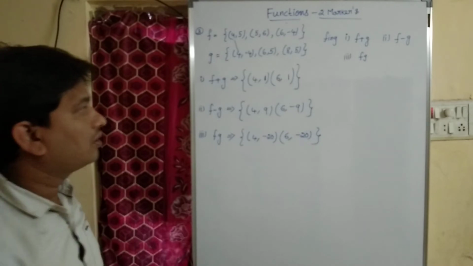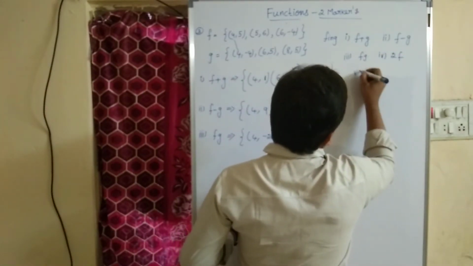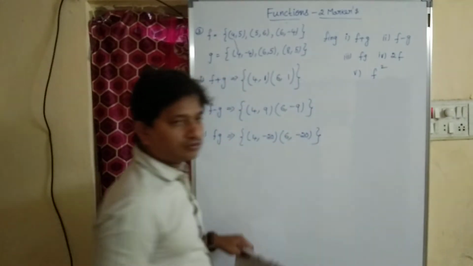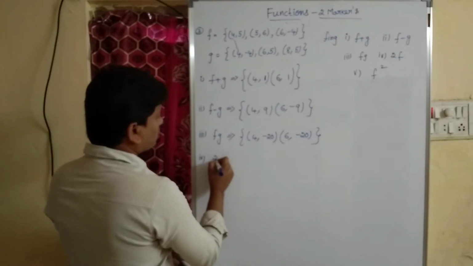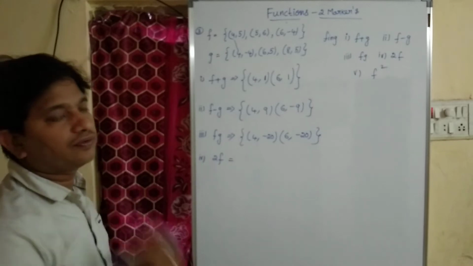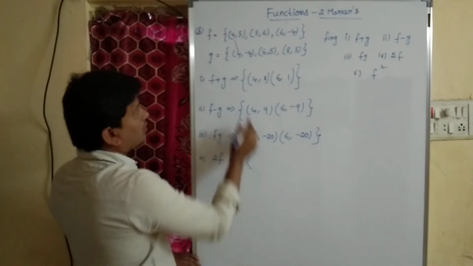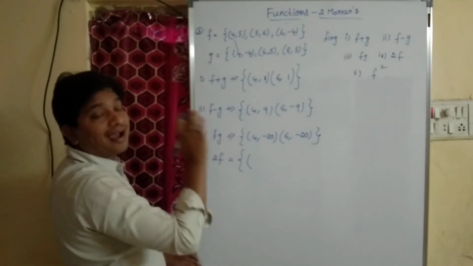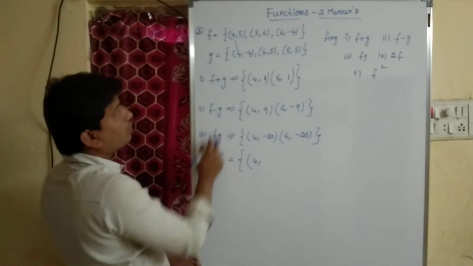Okay. For example, they may also ask like this. For example, 2f and the fifth question f square. Let us find what our fourth question is. Our fourth question is 2f, I mean 2 into f. Children, here also we should keep the domain as it is. Domain as 4. Now 2 into f, I mean 2 into 5.